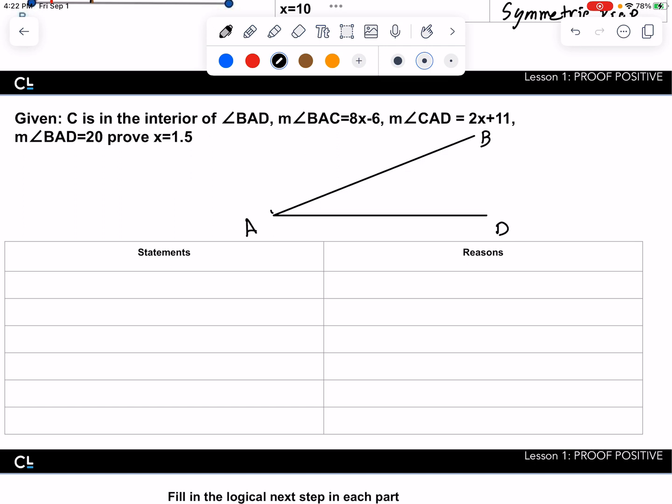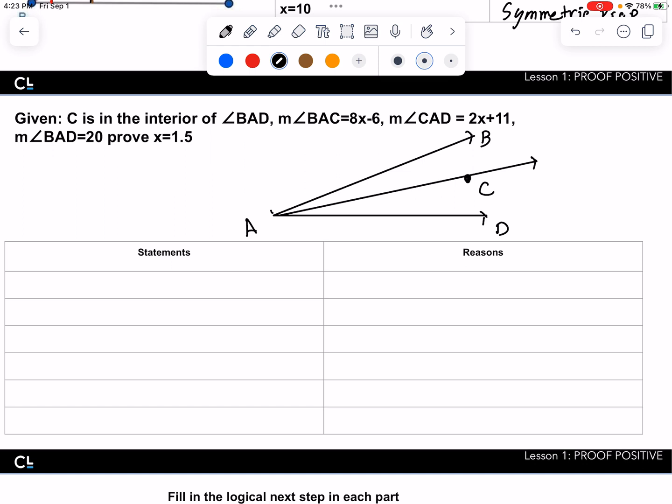And then it says C is in the interior, which means it's in here. An example of not in the interior would be like if it was over here. Okay, so C is in here. This is C. I'm just going to go ahead and connect right through C. And there we go. There's my angles.